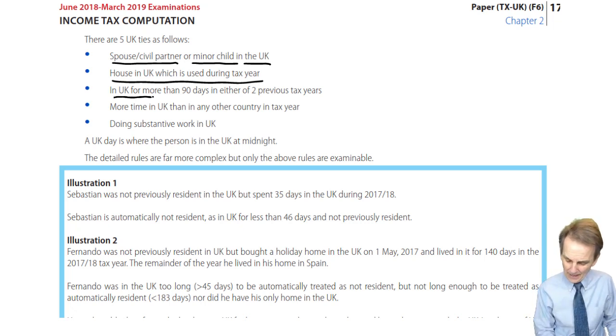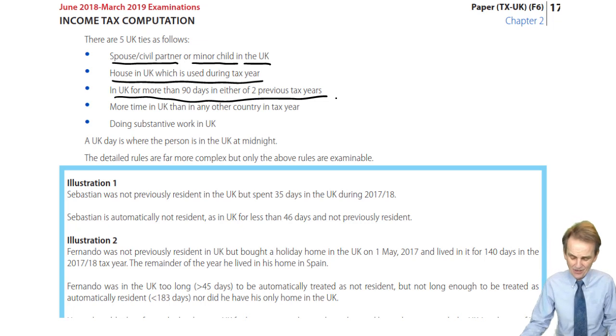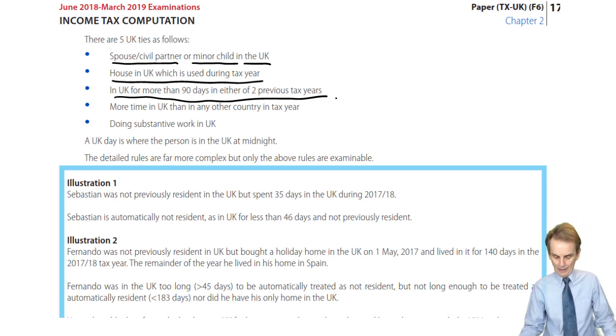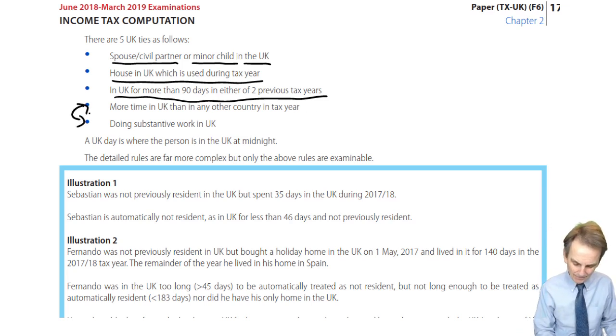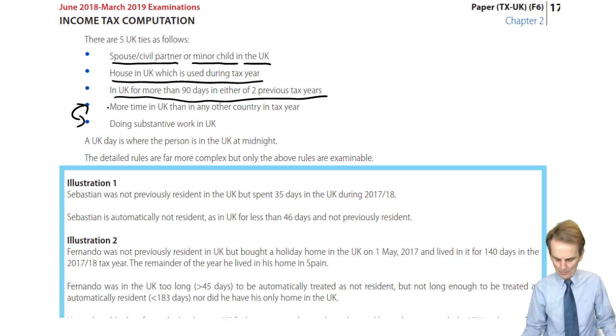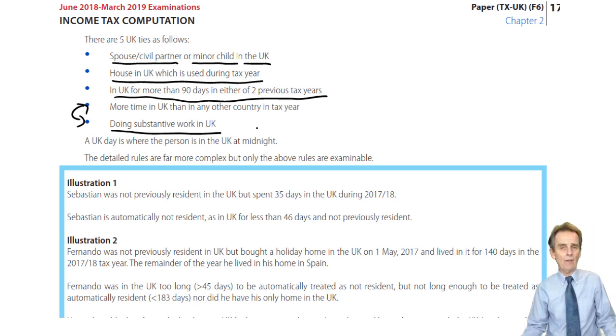Next one. If in the UK for more than 90 days in any of the 2 previous tax years. Again, a statement of fact. In the 2 previous tax years, were they in the UK for more than 90 days? That would represent a tie. Actually, these would be better the other way around. I'll explain why in a moment. But if you're doing substantive work, again, you don't have to define it at this level. You will be told whether or not that is the case.